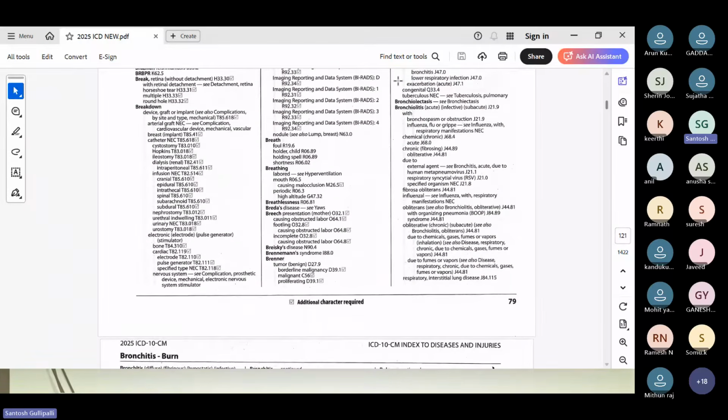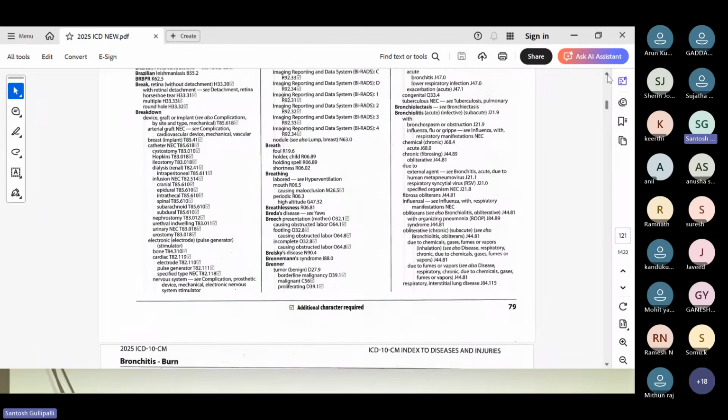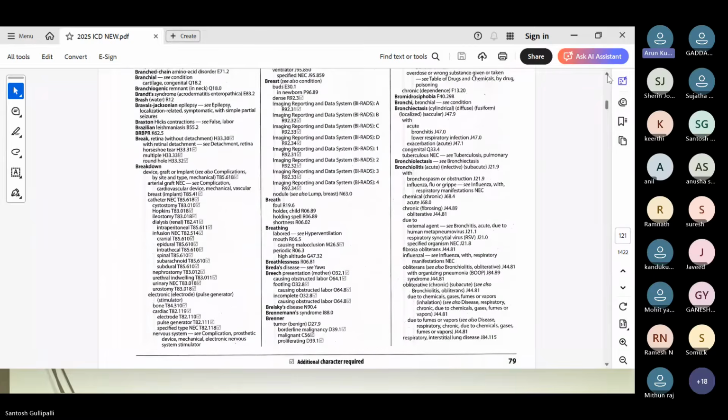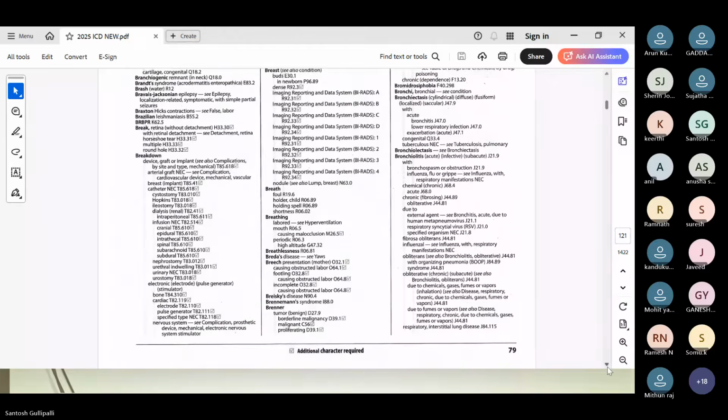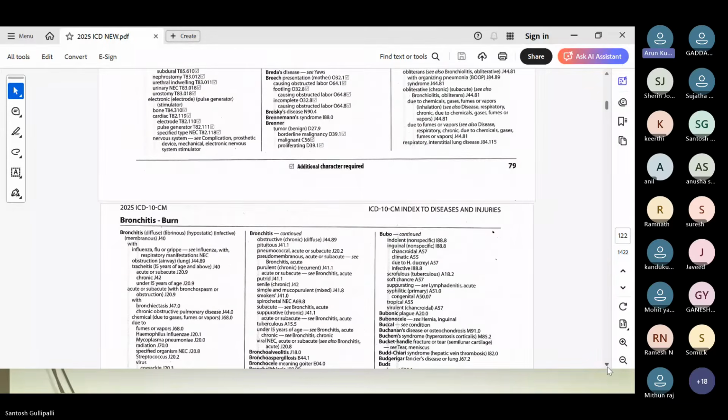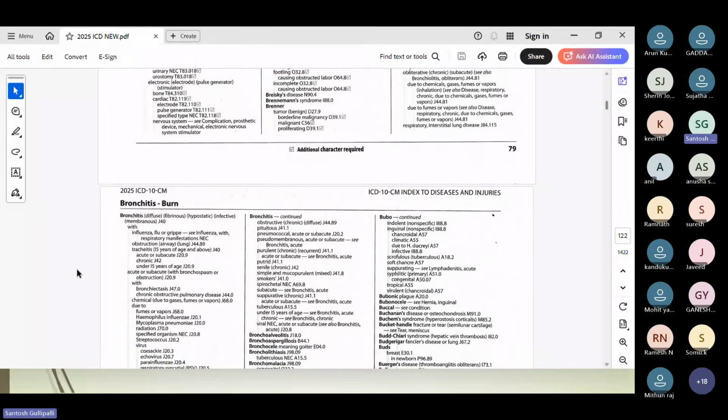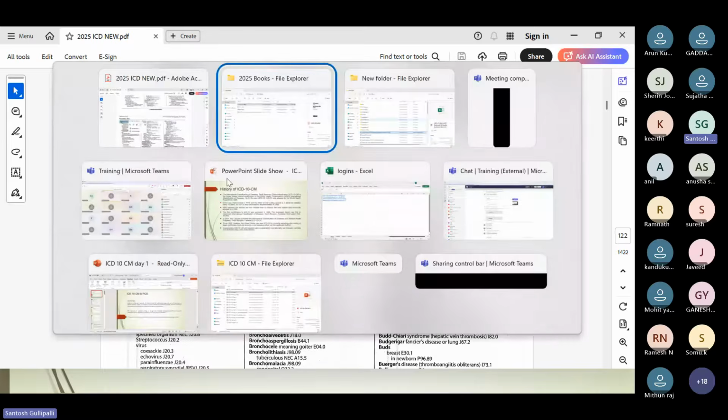So where is that bronchitis code? This is bronchiolitis, bronchiectasis. Next page starting, so bronchitis. In bronchitis, the code is J40. So this is basically the ICD-10 CM book, guys. I will tell you how to search diagnosis codes in this book, in the coming slides.